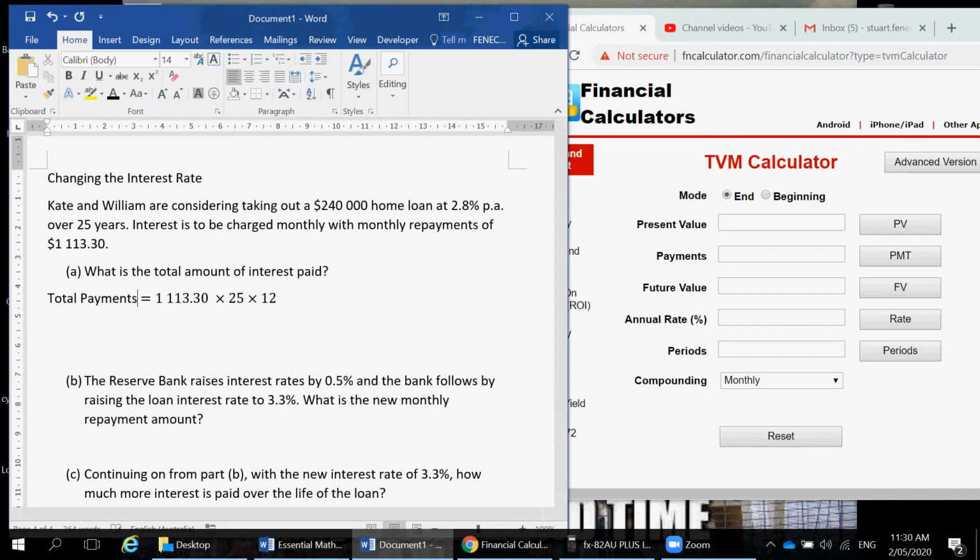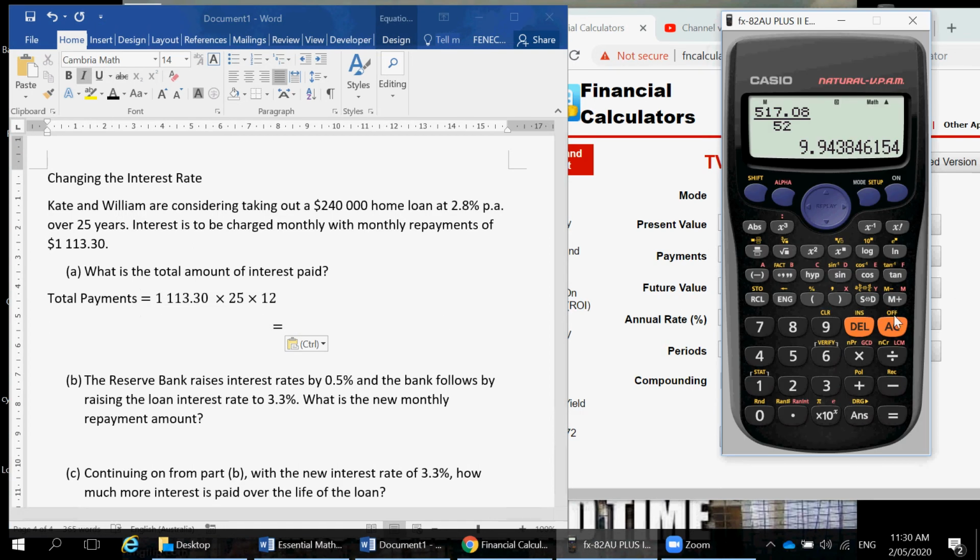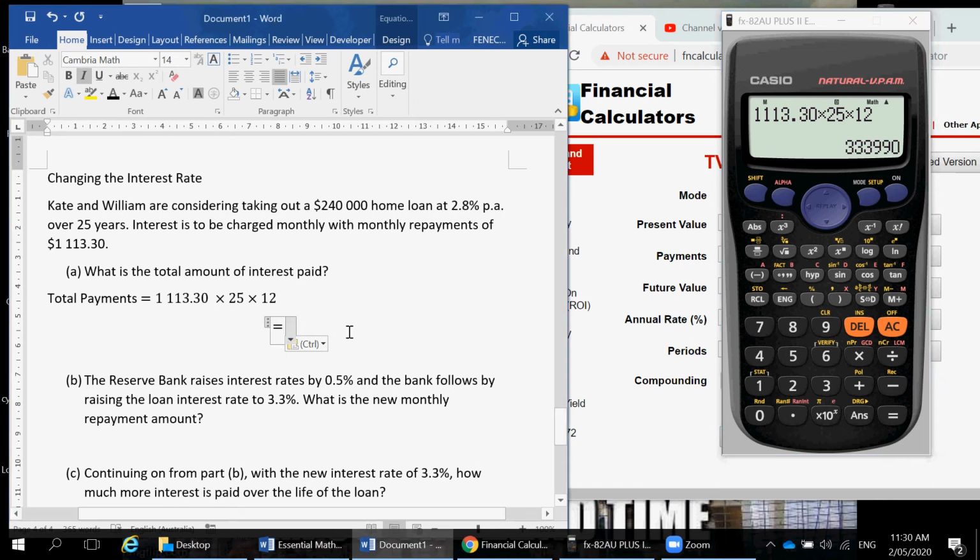So for the total payments, we put that in our calculator: 1113.30 times 25 times 12. The total amount they will pay over the life of the loan there is $333,990.